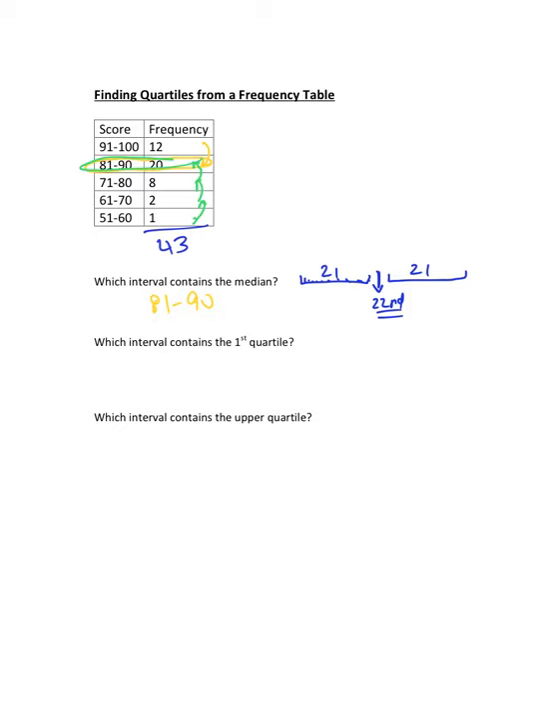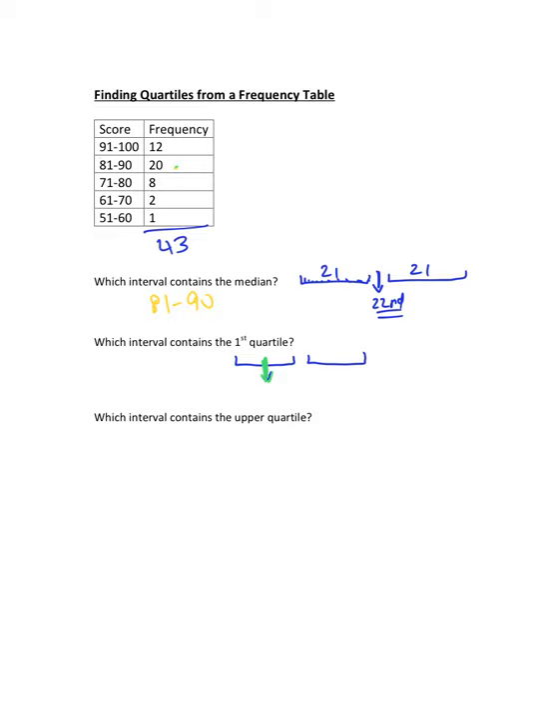Okay, the next one says, which interval contains the first quartile? So, let me erase this. The first quartile is, if you think to what we just did with the box and whisker plot, when you take the scores, divide them in half, and then you're finding the middle of the first half.